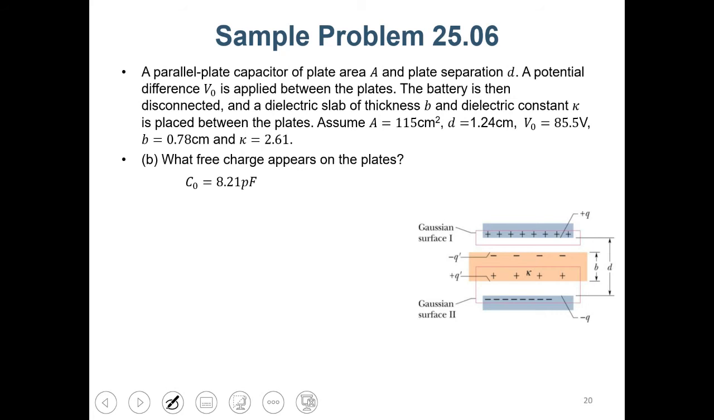So this is easy. So the next one, what free charges appear on the plate? So it asks you about the Q0. Before you put in the slab, there should be some Q or Q0. Actually, Q is the same as Q0, I think. Yeah, you can just consider this Q is Q. Here I make it Q0, but it's fine.